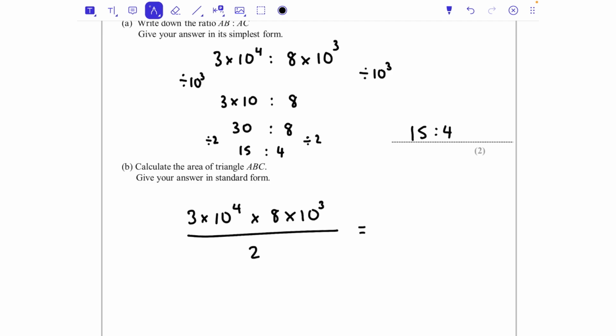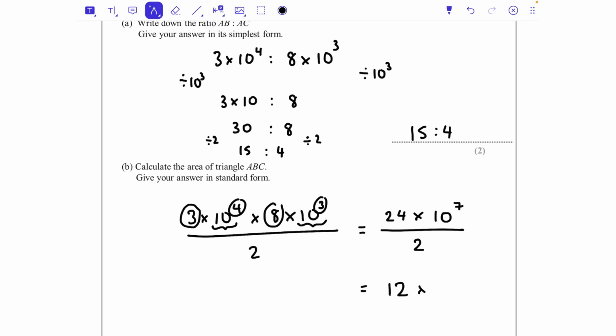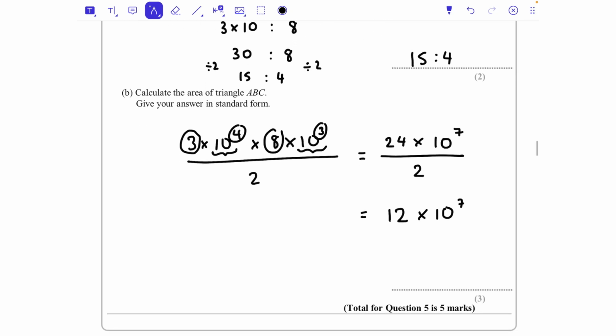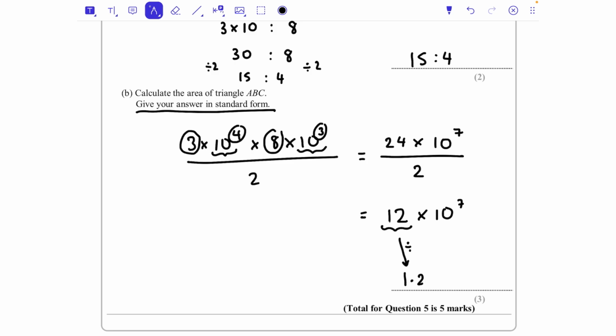all divided by 2. Now, when we multiply with standard form, I can do 3 times 8, which is 24, times 10 to the power of, now when we multiply with the same base number, we just add the powers. So 10 to the power of 7, all divided by 2, which is 12 times 10 to the power of 7. Because this is multiplying, it's okay just to divide the first bit. Now, that's not in standard form. It says give your answer in standard form, so we need this part here to be a value between 1 and 10. And to do that, we're going to make it 1.2. But if you've made this part 10 times smaller, then you've got to make this part 10 times bigger, which is going to make it times by 10 to the power of 8.